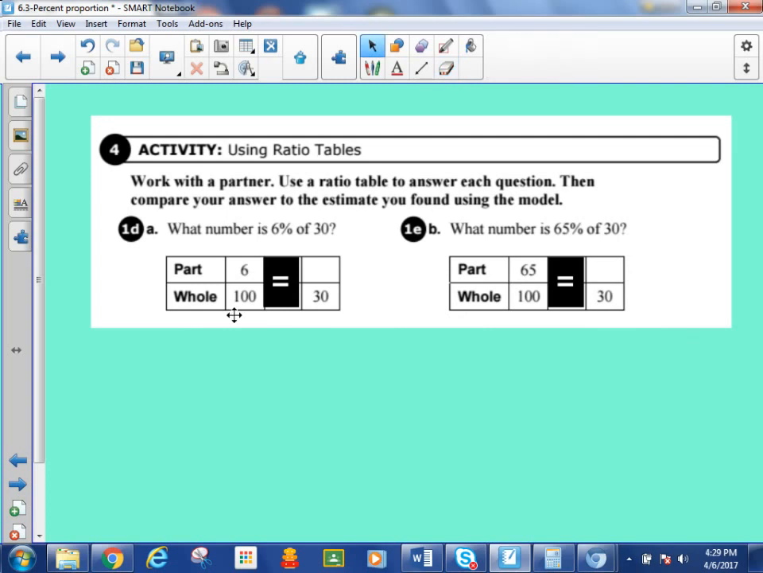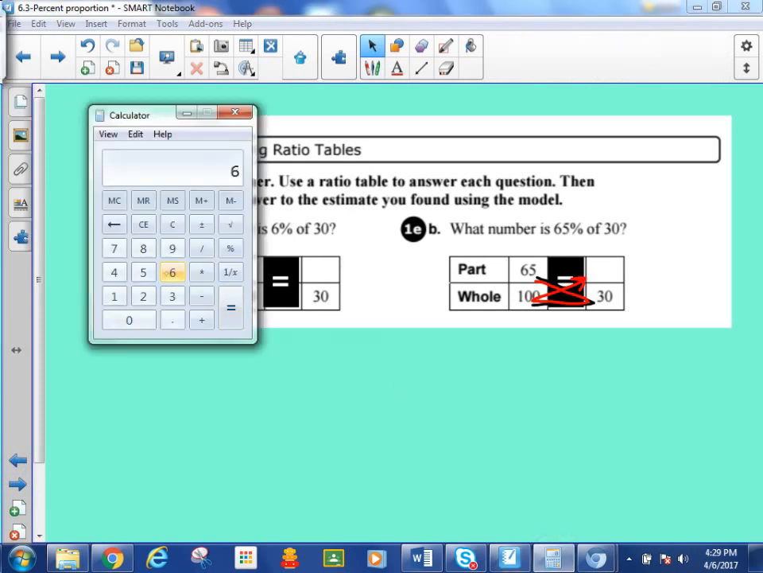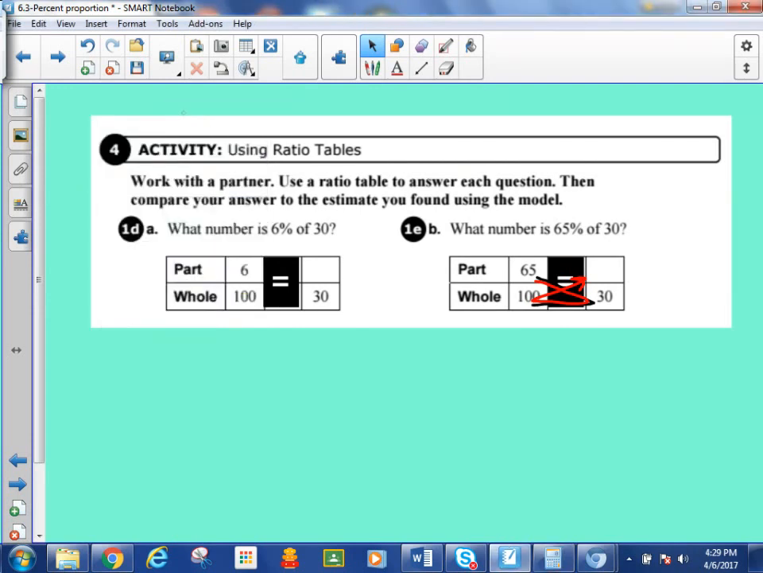Okay, so I double check that by using my ratio table, which I can figure out exact. So I would take 65 times 30, divide by 100, because I am cross multiplying and dividing to find my answer. So I take 65 times 30, which equals 1,950, divide by 100, which equals 19.5, exactly in between 18 and 21. So that is my answer.